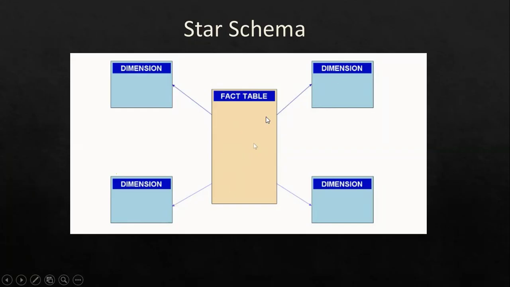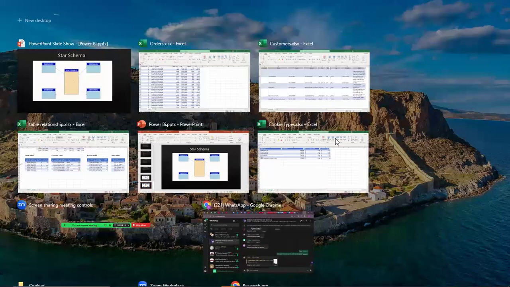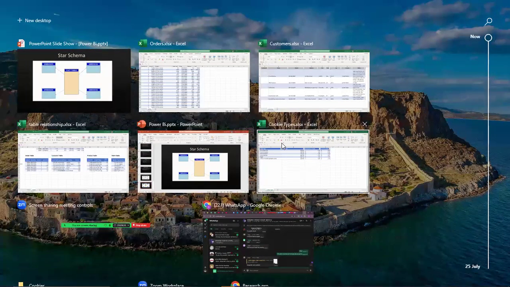And this, you can see it looks like a star. That's why it's called a star schema. Okay. So now let's see if we can go to Power BI and see all of these things in action. Let's load those 3 data.